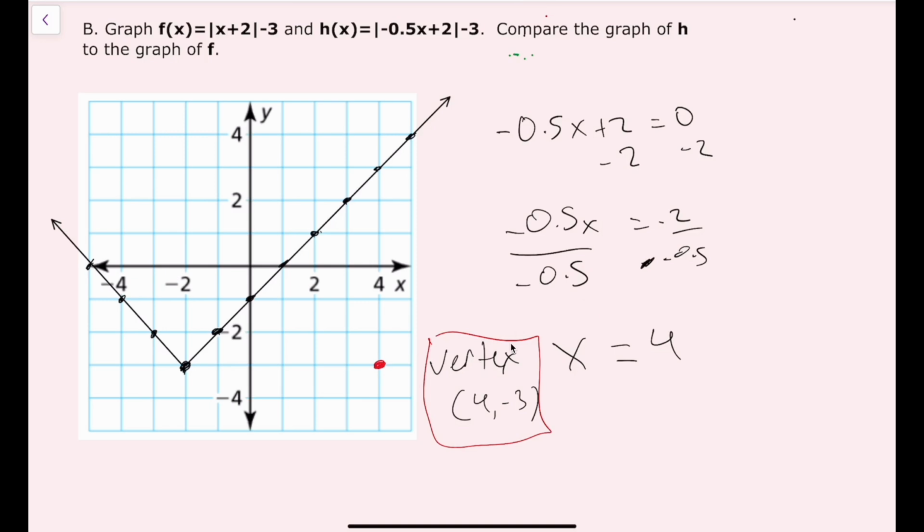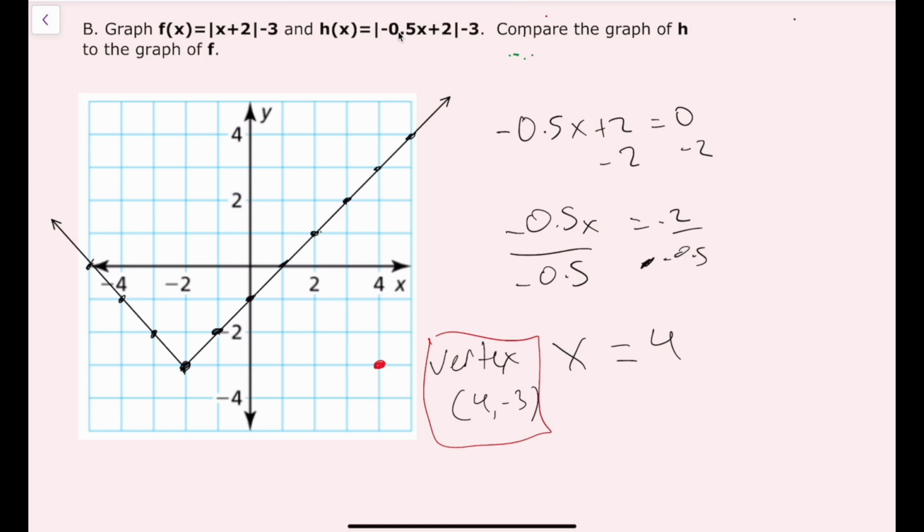And then now what I want to do is figure out, okay, is this going to be a V or an upside down V? Well, let's see. Do I have a negative on the outside of the absolute value? I do not have a negative on the outside of the absolute value. So I'm still going to have a V-shaped graph. Okay? Even though I have a negative inside, that's not going to be flipping me from a regular V to an upside down V. You'll see in a moment what that's going to do.